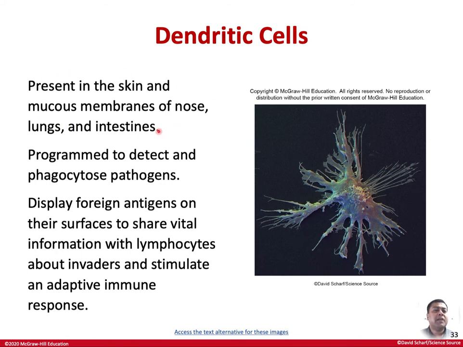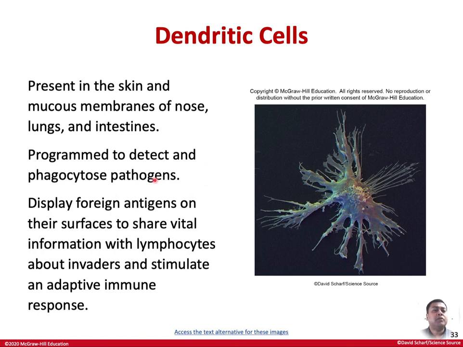The dendritic cells can arise directly from the lymphoid stem cells, or they can be differentiated from the monocytes, just like the macrophages. They have long, slender, star-shaped arms, and they migrate in different tissues, present almost in every tissue. They're present in the skin, mucous membrane of the nose, lungs, and intestine. They are programmed to detect and phagocytose pathogens.